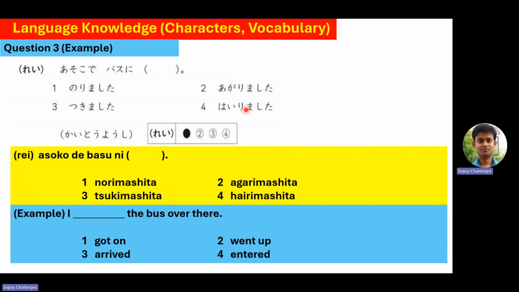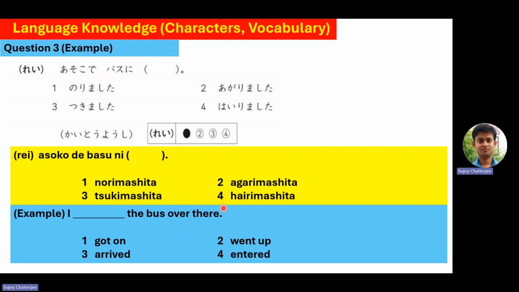And the meaning of each of these, you can see, are very very close, and not only close, they are all valid. So asoko de basu ni: I got on the bus over there. I went up the bus over there. I arrived the bus. This cannot be the answer. I entered the bus over there. So it can be any verb. Most of these, except for the third one, it can be one, two, or four.